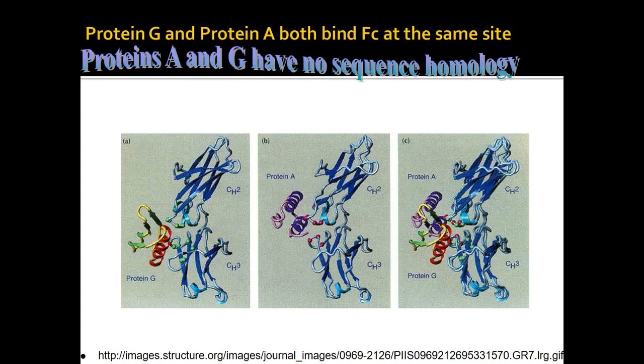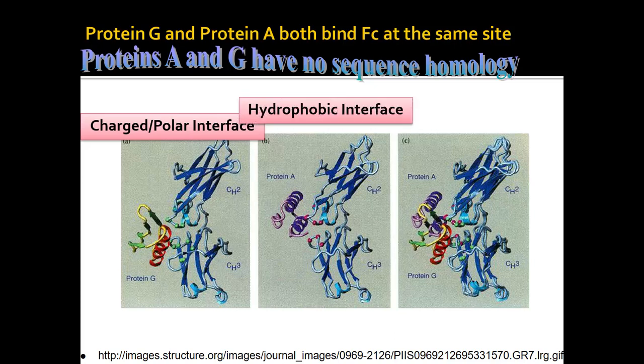You can also look at the primary level, no sequence homology. Basically, I can't show you a sequence comparison because there is none that you can find. Maybe they're the same kind of interactions. Maybe they're both charged interfaces. Well, you look at this one, there's a lot of charged residues. Okay, maybe we're getting somewhere. You look at this one, it's a hydrophobic interface. So they're totally different kinds of residues. And so, you can't make that argument.